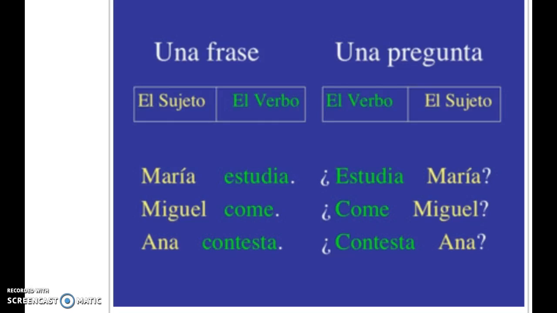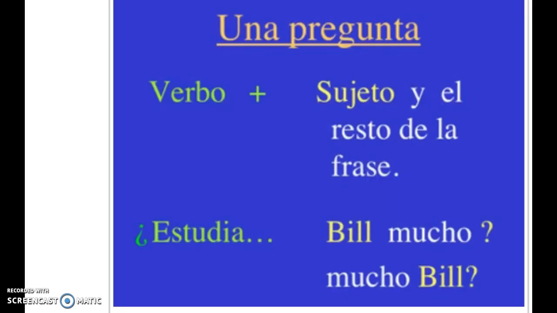Let me show you one more example of this. Here is a phrase in Spanish. The subject coming first, the verb coming second. María estudia. So if you want to make it into a question, you would put the verb first. ¿Estudia María? So you see María, the subject, came second. Miguel come. ¿Come Miguel? Ana contesta. ¿Contesta Ana? So your formula here is the verb plus the subject and then the rest of the sentence. So, ¿estudia Bill mucho?